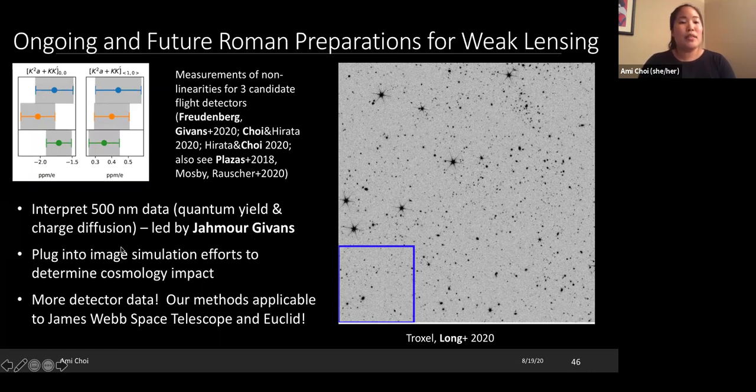One of the steps is to plug what we're finding out about these detectors into image simulation efforts to determine cosmological impact. And this is a picture from the Roman image simulations paper recently written by Troxel and Long et al. Finally, we have plenty more detector data to analyze, including other flight candidates for Roman, and our methods are also applicable to other space telescopes such as Webb and Euclid.